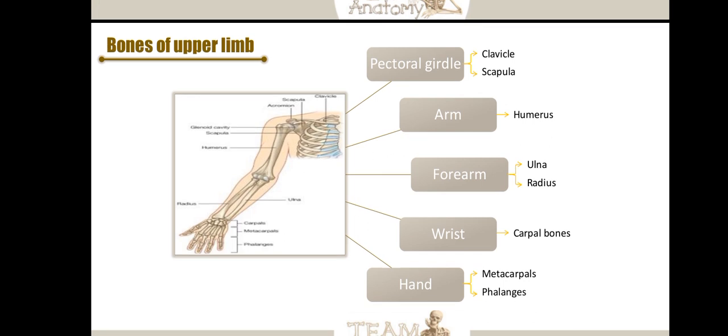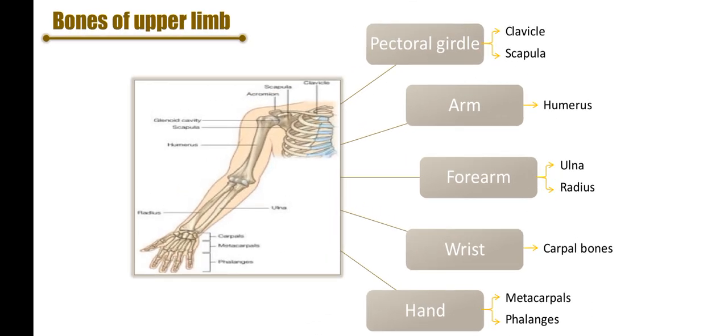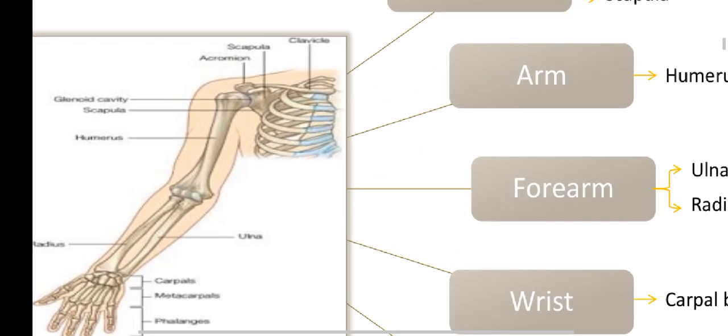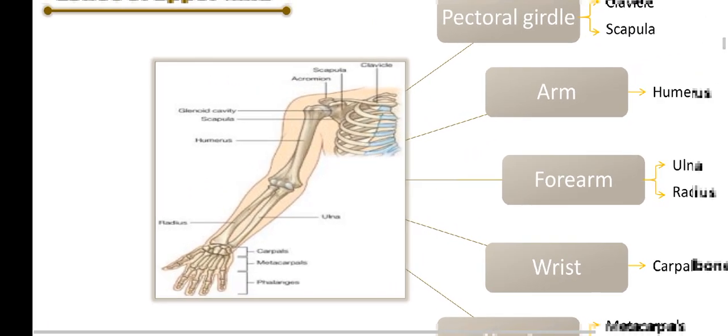So, talking about the upper limb, after talking about the importance of bones and all that, talking about the upper limb in particular, all right? You feel the upper limb should comprise of the head and everything, but this is just what makes the upper limb, right?